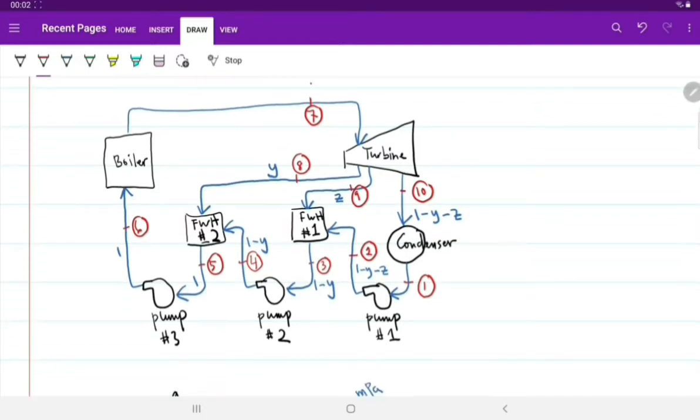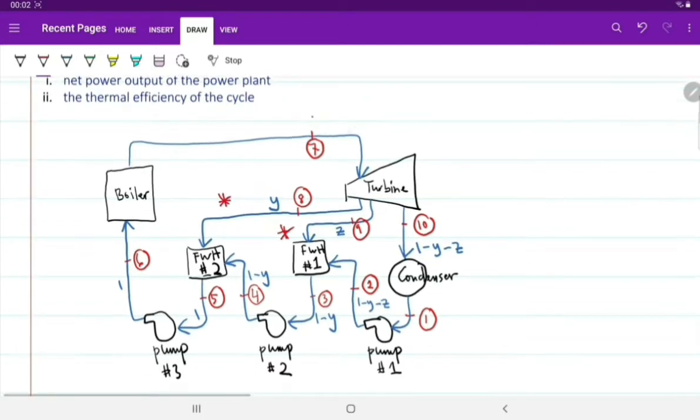Okay, so Y fraction of mass goes to feed water heater number 2 here, and then Z fraction of the mass goes to feed water heater number 1 here, and the remaining goes to the condenser. So if this is 100% or 1, the steam that enters the turbine, Y goes here, Z goes here. The remaining would be 1 minus Y minus Z.